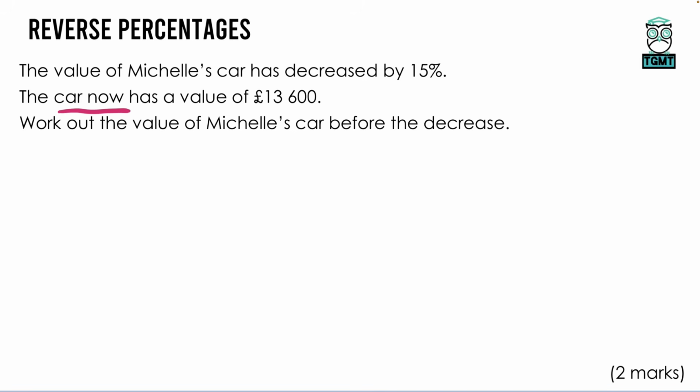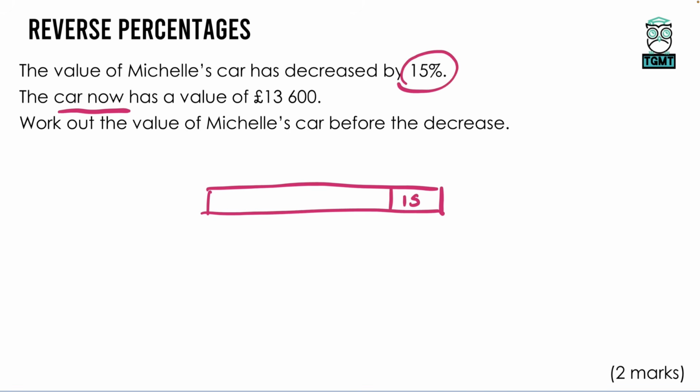When we're looking at a reverse percentage, there are lots of different ways that you can do this, but a nice visual way of thinking about it is a bar model. If this is the 100% original cost of the car and it's decreased by 15%, 15% has been taken off. Now out of that original 100%, that leaves us with 85%. So these are the two percentages that you can be given. Either they've told us the 15% it's decreased by, or they might tell us the value after the decrease, which is the 85%. Now this question does say the car now has a value of 13,600, which is the 85%.